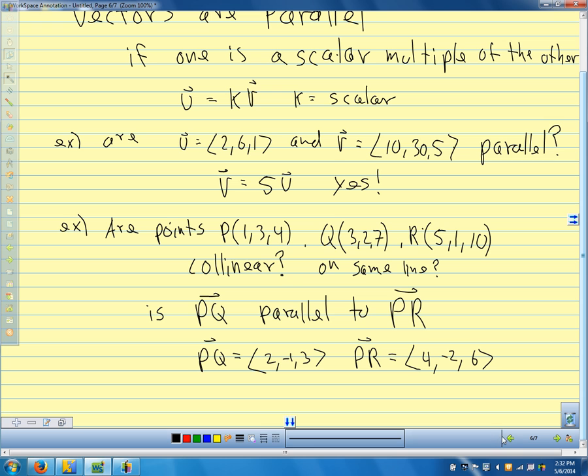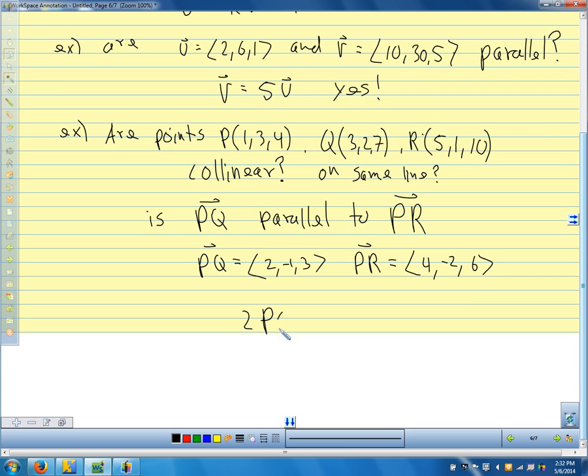Are those 2 vectors parallel? Yes? Because what's true about those vectors? One's a scalar multiple of the other. I can do 2 times PQ equals PR. So yes, they're parallel. So the points are collinear. Those vectors are parallel, and that guarantees us those points are collinear.